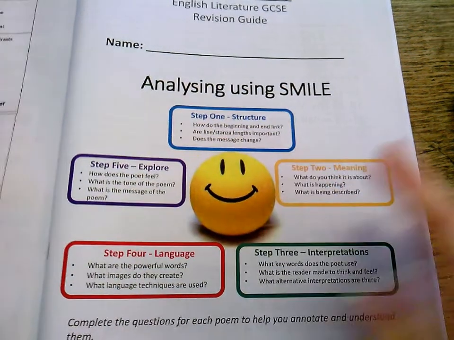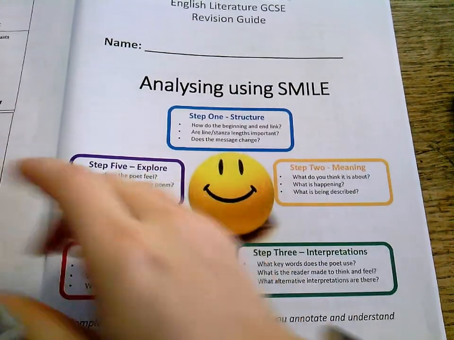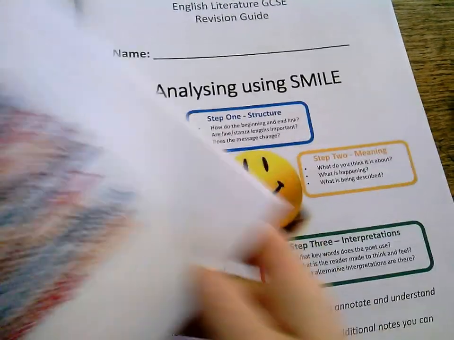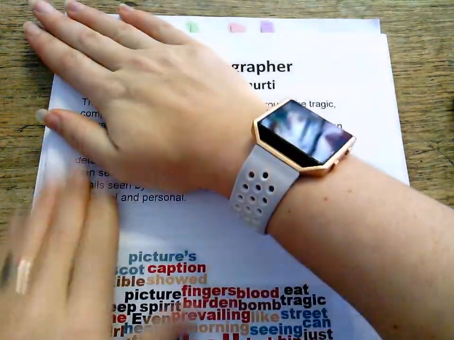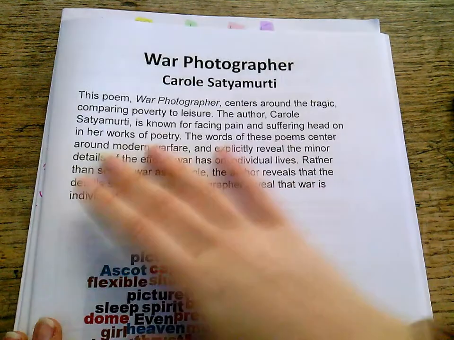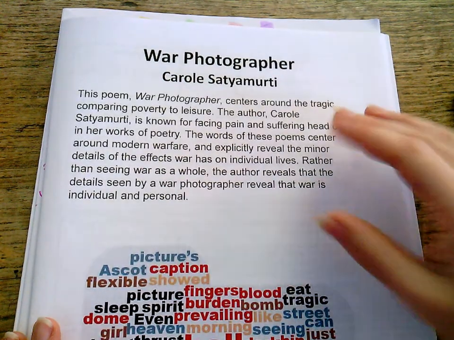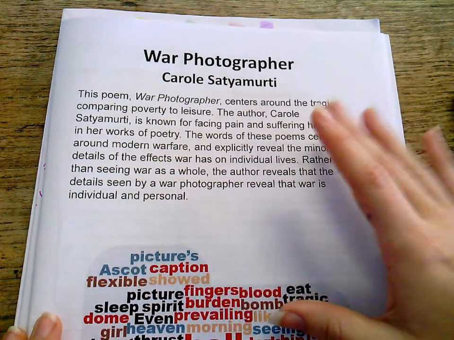If you turn in this booklet to page 39 and have a look at the context section, we'll run through what the poem is about. So the page looks like this. We have a little bit of a breakdown here of what the poem is about that should support us with the understanding of meaning and explore.